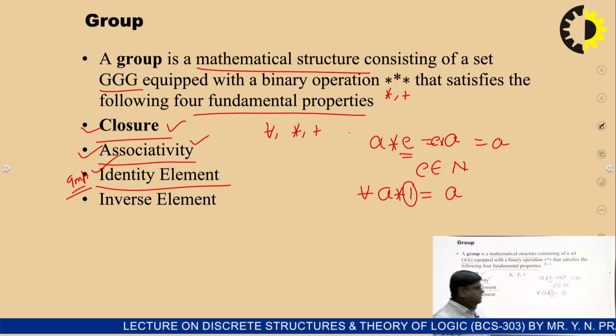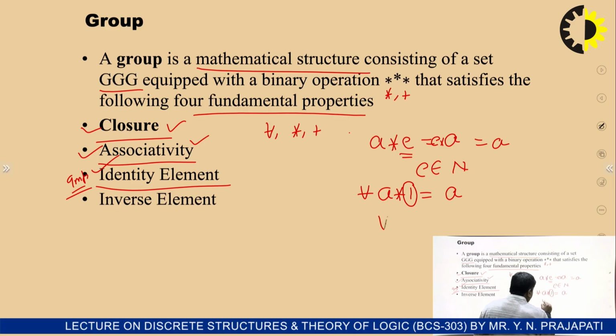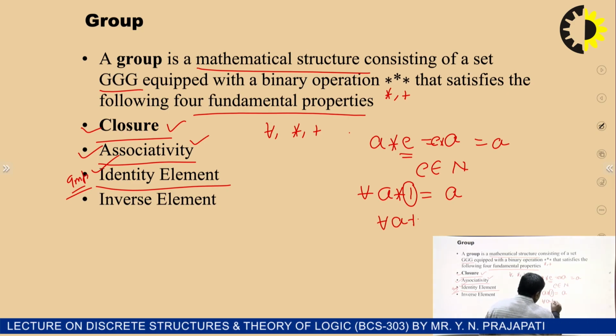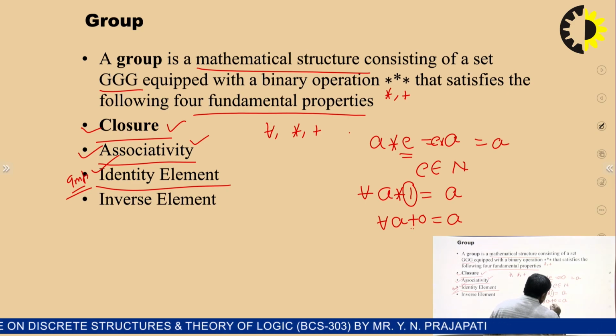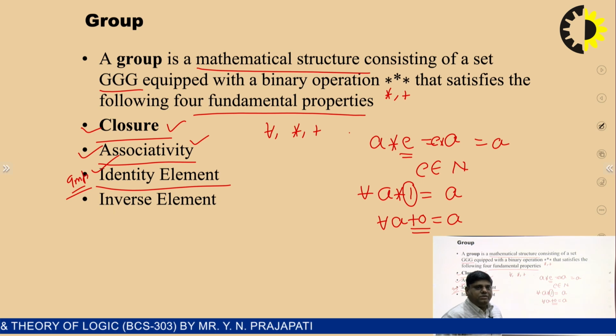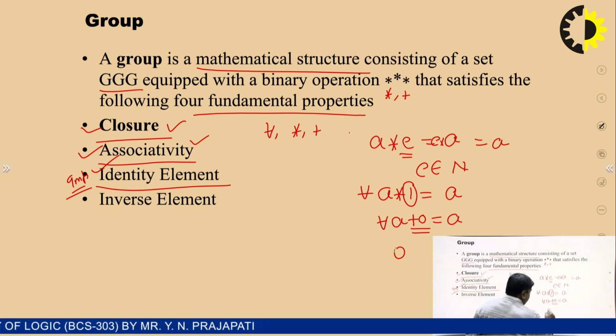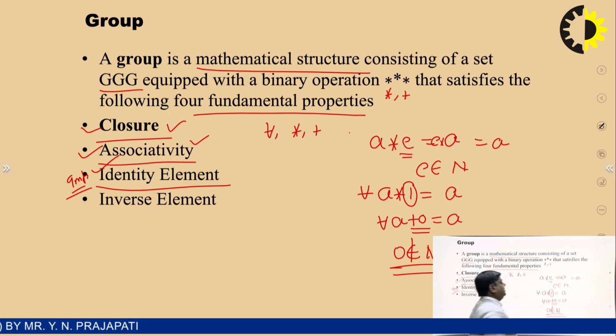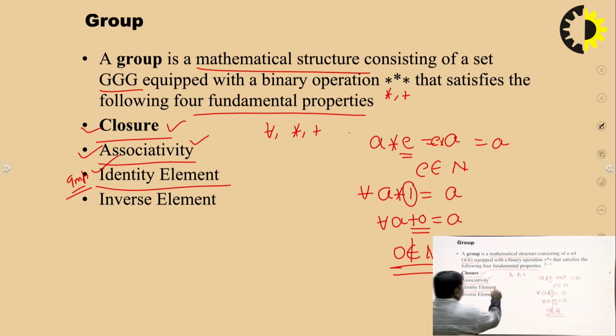For the plus operation, for every A, A plus 0 is equal to A. It means for the plus operation, 0 is the identity element. And 0 is not an element of the natural numbers. So for the plus operation, the set of natural numbers does not follow the property of the identity element.